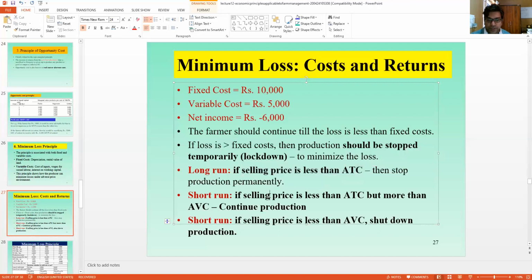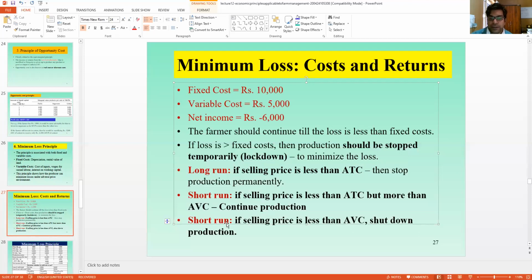Now in the short run, if the selling price is less than ATC, the farmer should continue. Why? Because the selling price should be at least more than AVC, average variable cost. So if the price the farmer receives is more than AVC and more than ATC, average total cost, the farmer can continue his production permanently. If the selling price is more than AVC and less than ATC, the farmer can still continue production in the short run because the selling price is more than AVC.